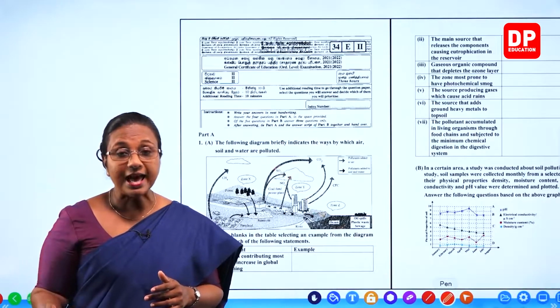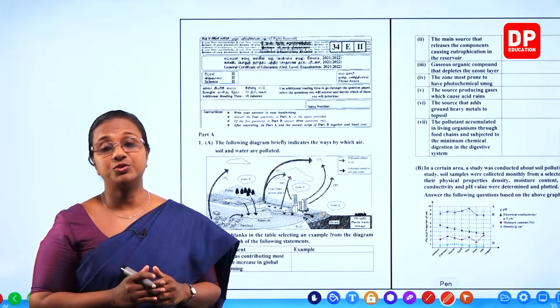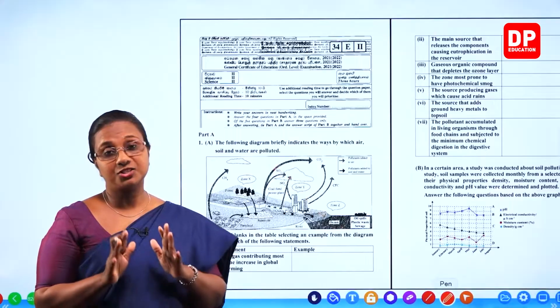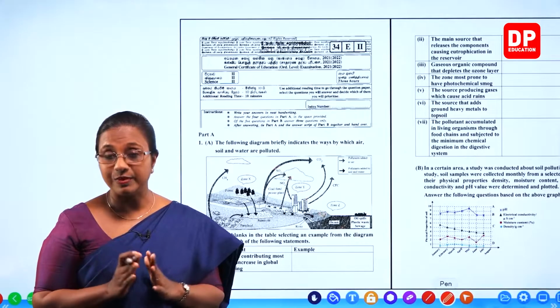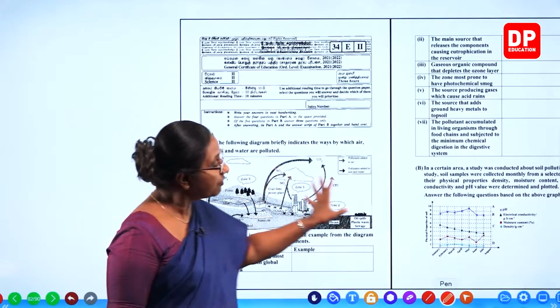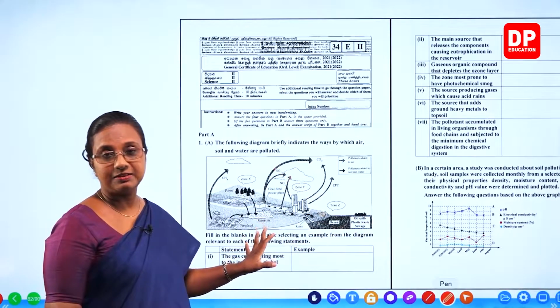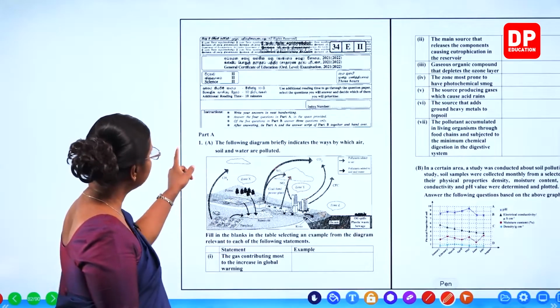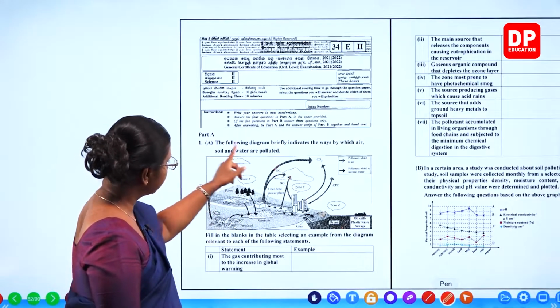You have to read that and then only you have to start writing the answers. So always read the instructions carefully, students. That is very important. Then if you look at the questions, this is a format of the paper that is given here. So you can have an idea. Initially it is part A.